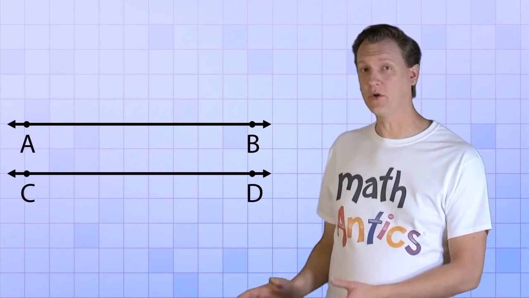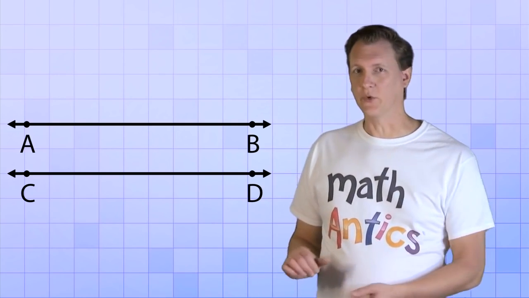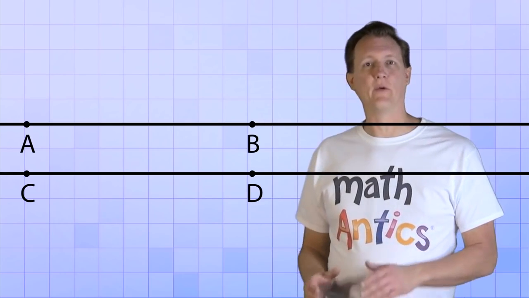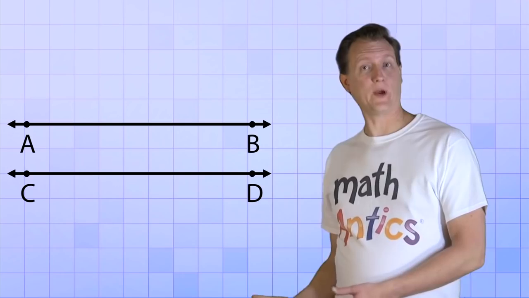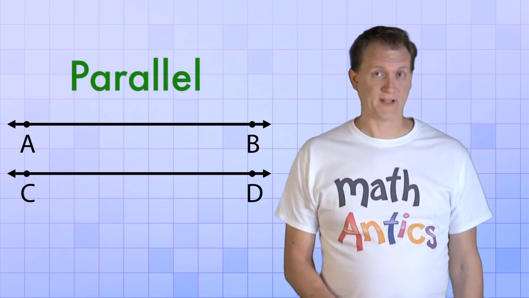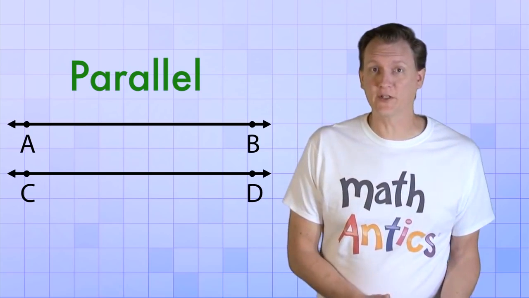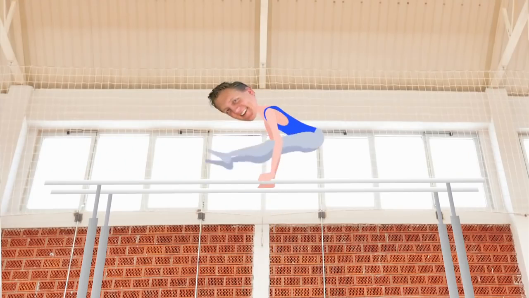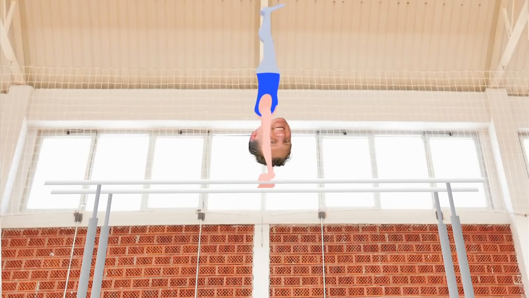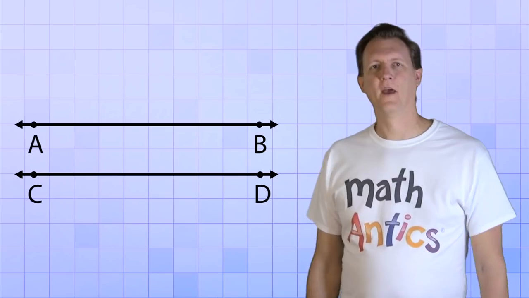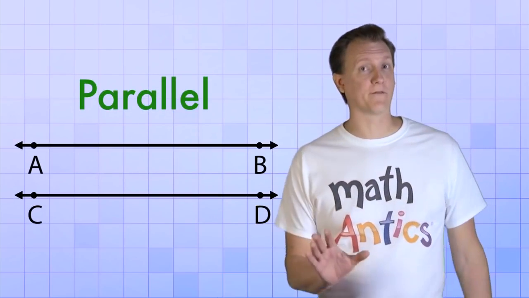Now the important thing to notice about these two lines is that they're pointing in exactly the same direction. So even if we extend them forever, they would never cross or even get closer together. When two lines are arranged like this, we call them parallel. Now you've probably heard the term parallel before, like parallel parking or a parallel universe or parallel bars. Okay, so parallel lines are lines that will never cross, even if they go on forever.